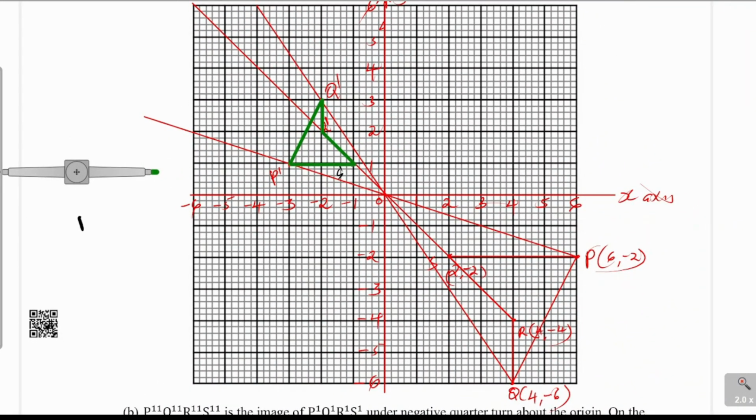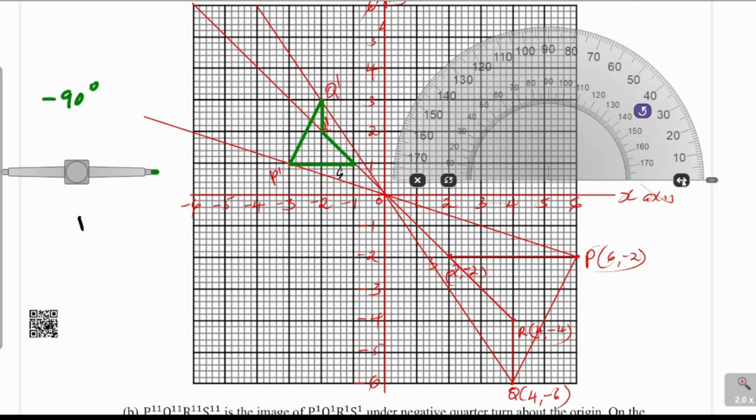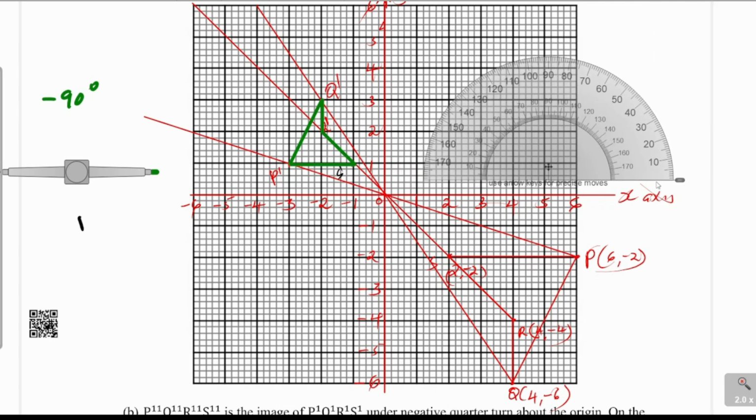So the same thing, we are going to start by joining the point P1 to the origin. That is the center of that rotation. Then from there, we measure the angle, negative quarter turn. We're going to measure negative 90 degrees, and negative 90 degrees, we shall measure in a clockwise direction. So you take a protractor. This is how you're going to measure that.